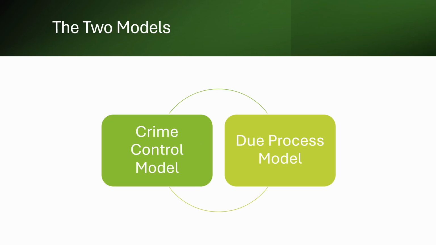Its key features include crime prevention and punishment being paramount, speed and efficiency being prioritized over technical rules, and police and prosecutors, rather than courts, being relied upon to distinguish the guilty from the innocent. By contrast, the due process model focuses on protecting individual rights and ensuring accuracy, even at the cost of efficiency. Detailed procedures safeguard against errors, coercion, and corruption.